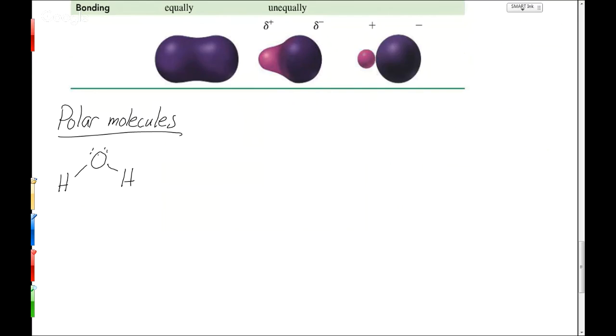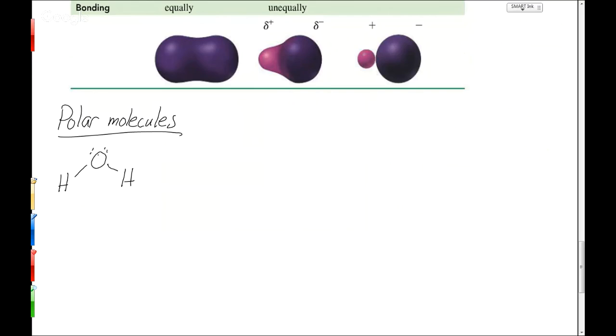And by the way, we're skipping the section in chapter 6 of how to decide what shape a molecule is. I will always tell you what shape the molecule is for what we're going to do. So this is what water looks like. It's a bent shape, kind of looks like a V or upside down V, depending on how you draw it.